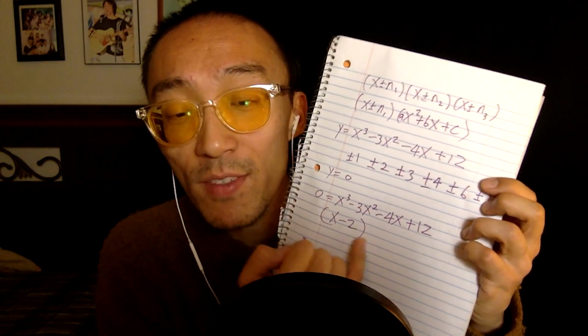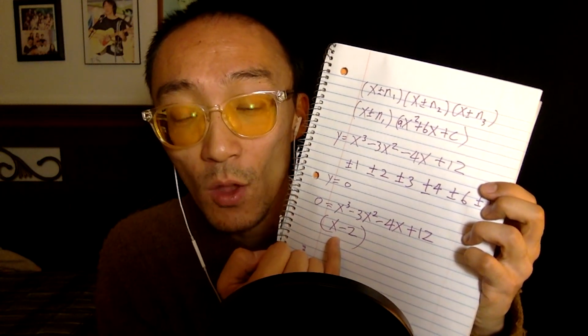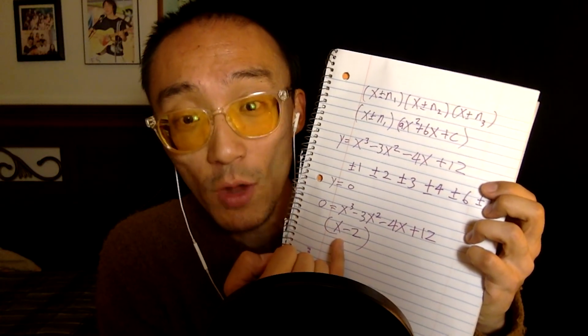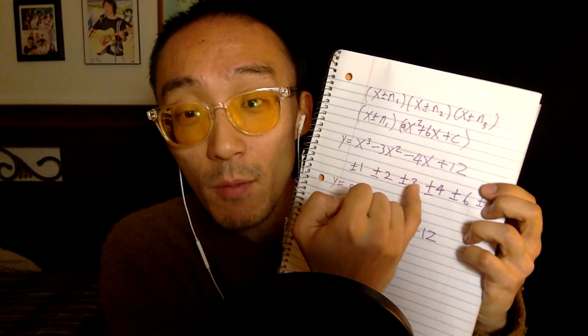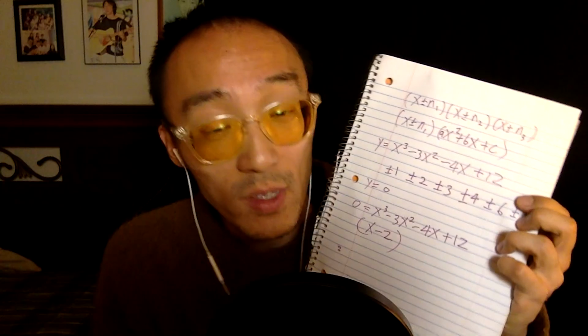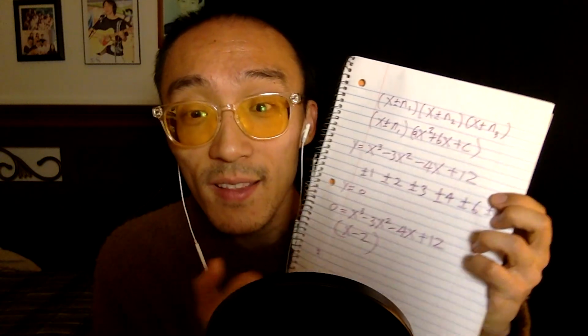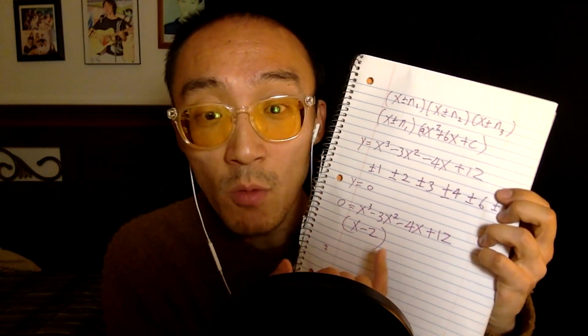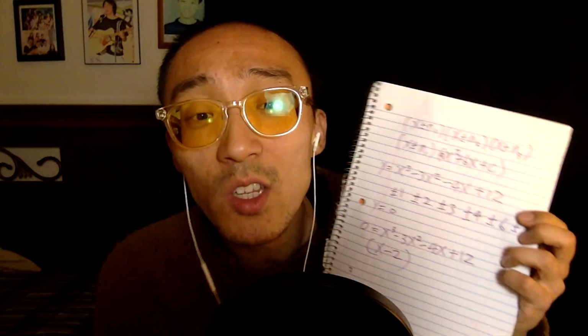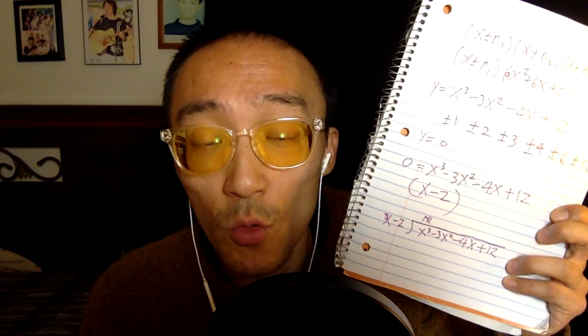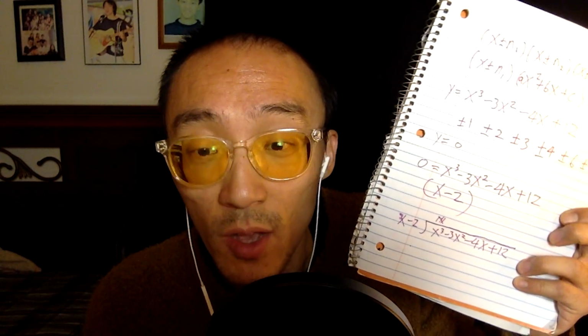So now that we have this as one of the factors, we can, of course, try to plug in all the other numbers and find the other factors according to the factor theorem, or let's divide this cubic polynomial by this. Do you remember how to do long division, guys? So this is where your second first principle comes into play.